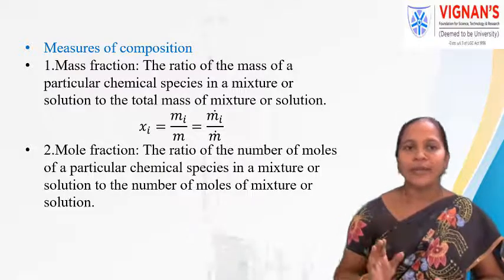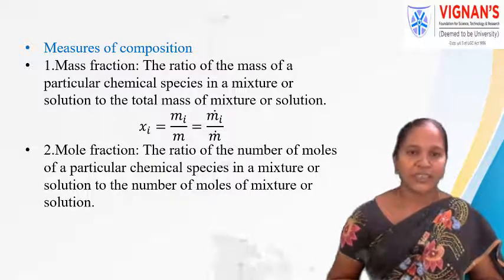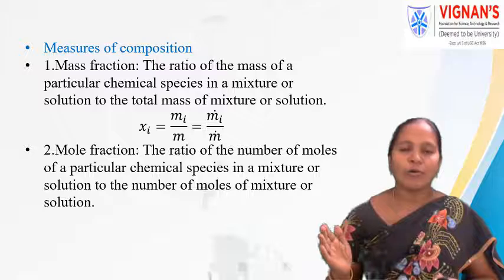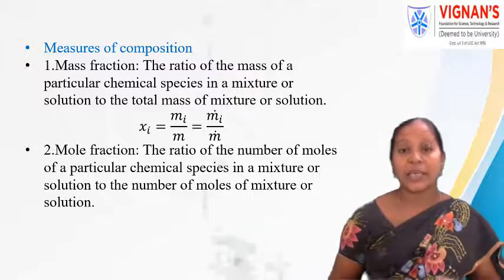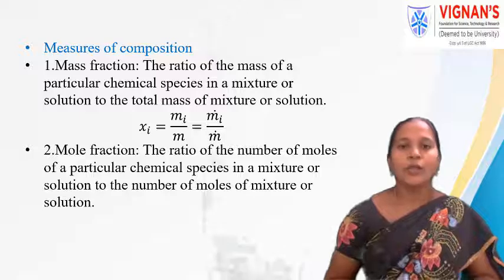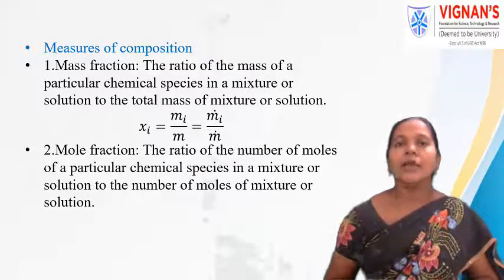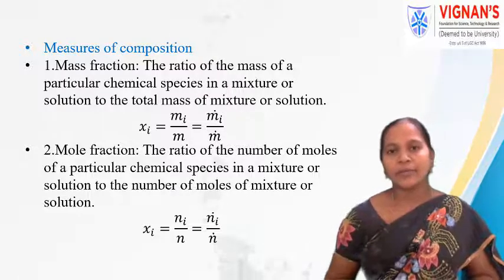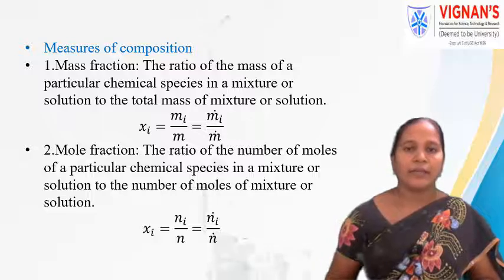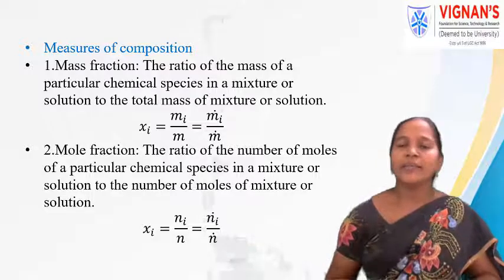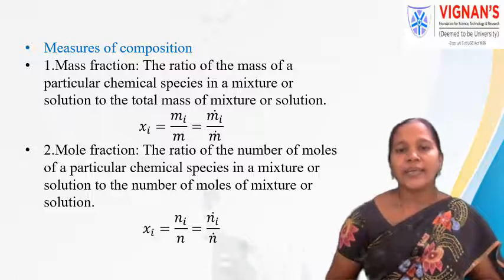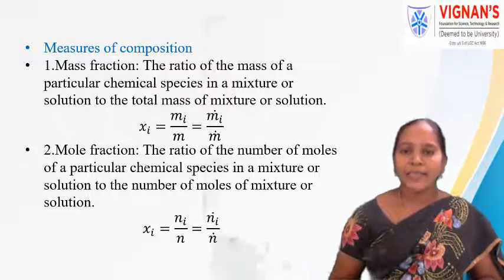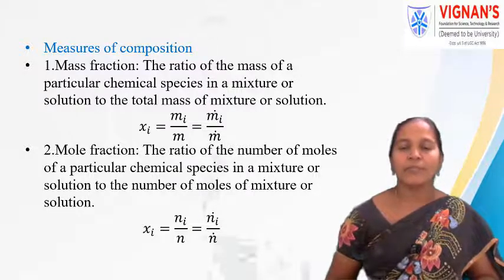Now the second measure of composition is mole fraction. The mole fraction is defined as the ratio of the number of moles of a particular chemical species in a mixture or solution to the number of moles of the mixture or solution, which is represented as x_i equals n_i by n or n_i dot by n dot. Here n_i is the number of moles of the ith species and n is the number of moles of the mixture.